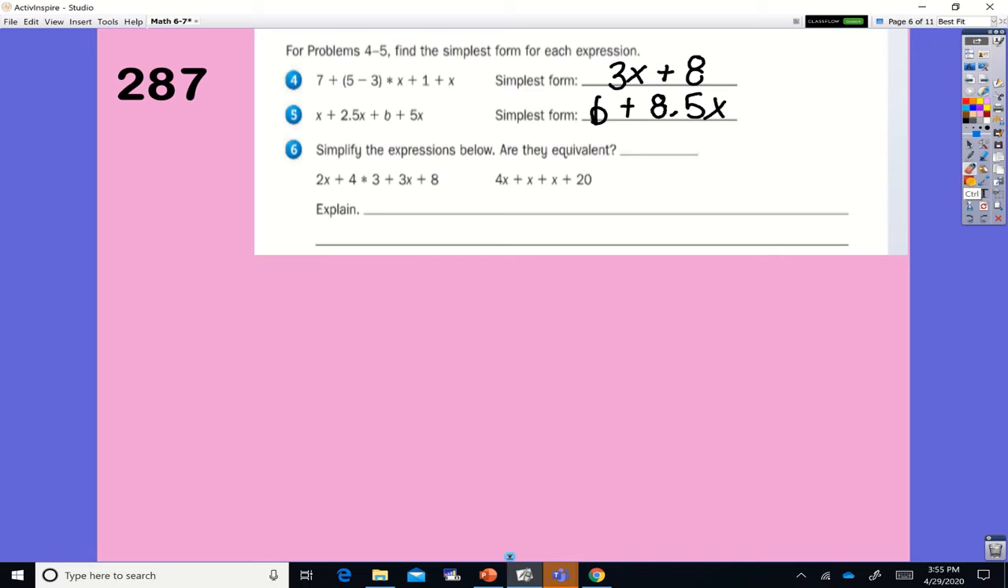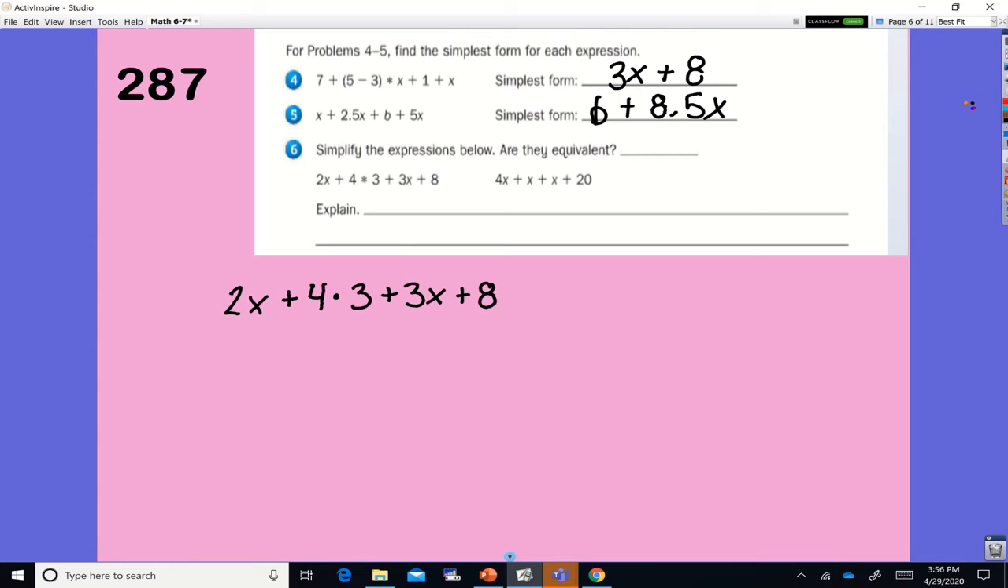So I have right here 2x plus 4 times 3 plus 3x plus 8. Okay, I do have multiplication here, so I'm going to do that right away. 4 times 3 is 12. And I'm going to bring everything else down. Now I look at the other side, and we have 4x plus x again plus 20.